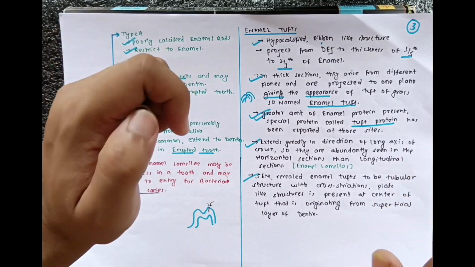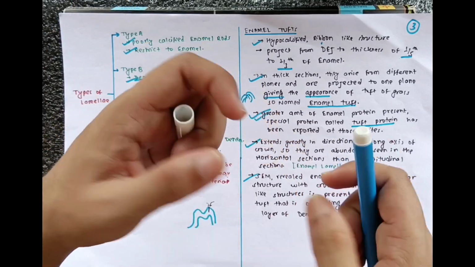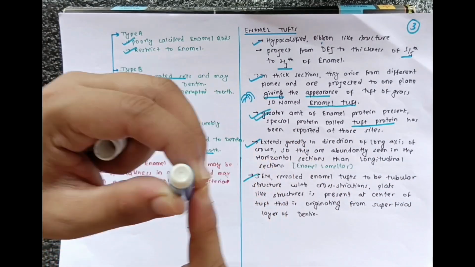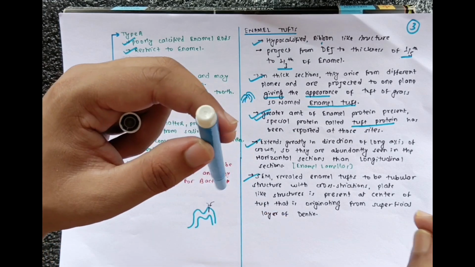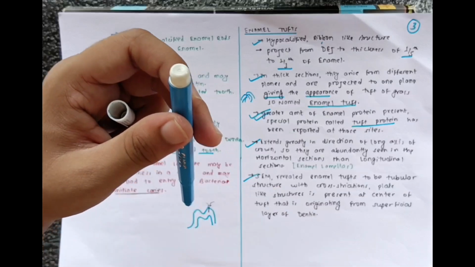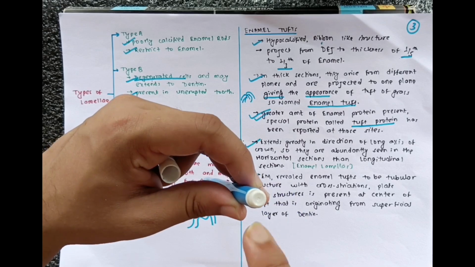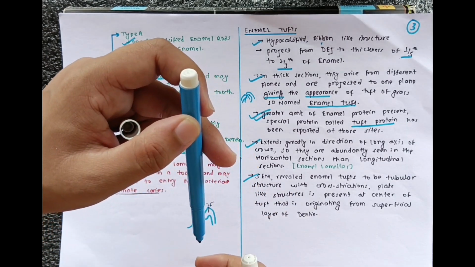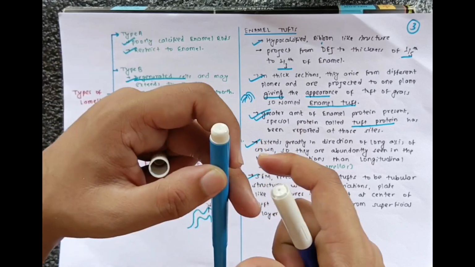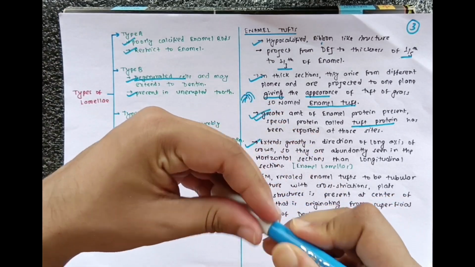So in scanning electron microscope, when we see the enamel tuft, it appears as a tube-like structure with cross striations present in it, and a plate-like structure is present at the center of the tuft, originating from the superficial layer of the dentin.